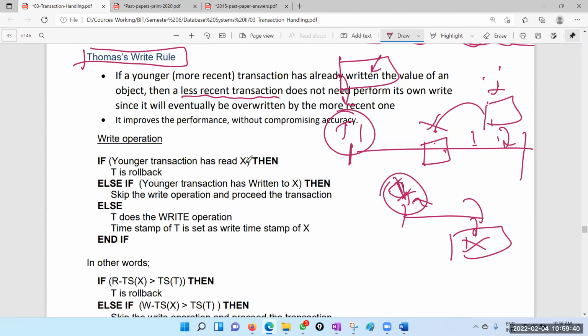If a younger transaction has read X, so then this is after the Thomas rule is applied.